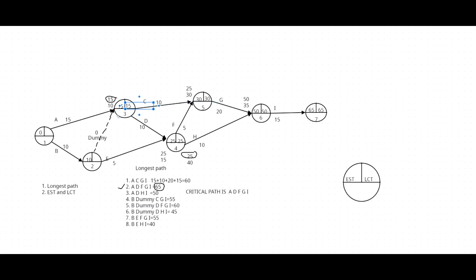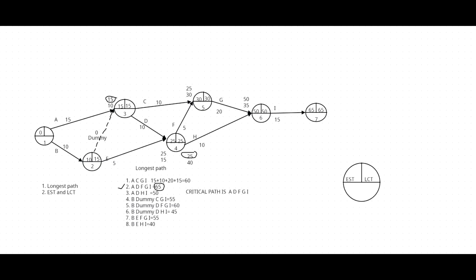Then go to event number 2. There are two paths again to the second event backward, via the dummy and via the E. Then calculate both values separately. 15 minus dummy 0, 15. Via the E, 25 minus 5 is 20. Therefore, the least value is 15.